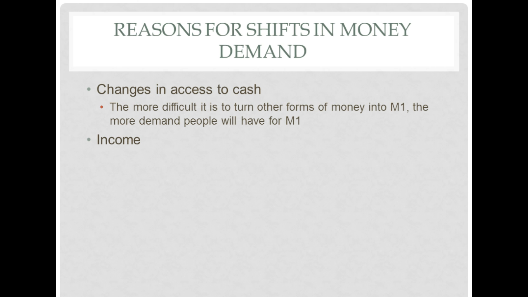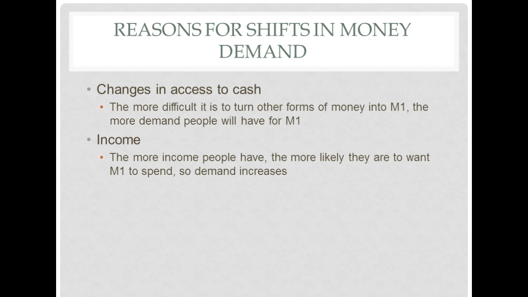Another thing that causes money demand to increase is income, or really anything that would cause you to spend more. But more income being a very good example of this. If you have more income, you are more likely to want to spend M1. So demand would increase. Pretty simply, if you just have more cash to spend, or have more ability to spend cash because you have more income, you will probably want more cash to spend. So income would be a second factor.